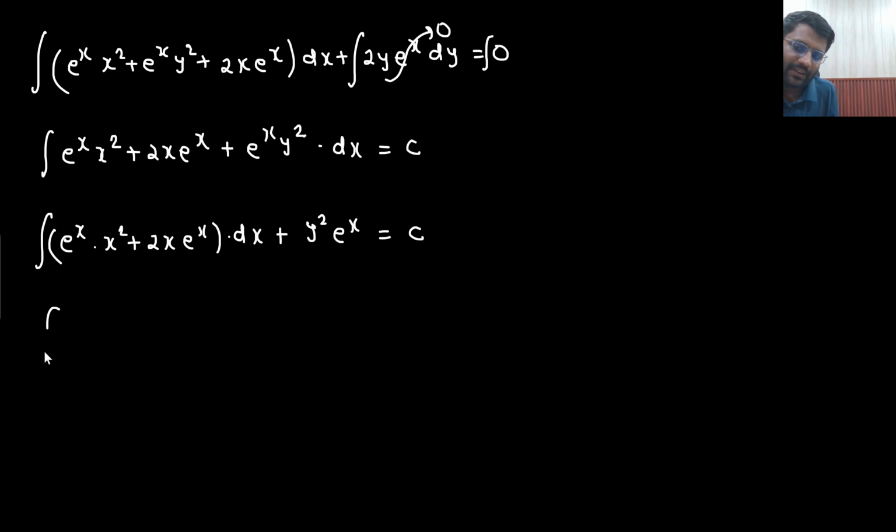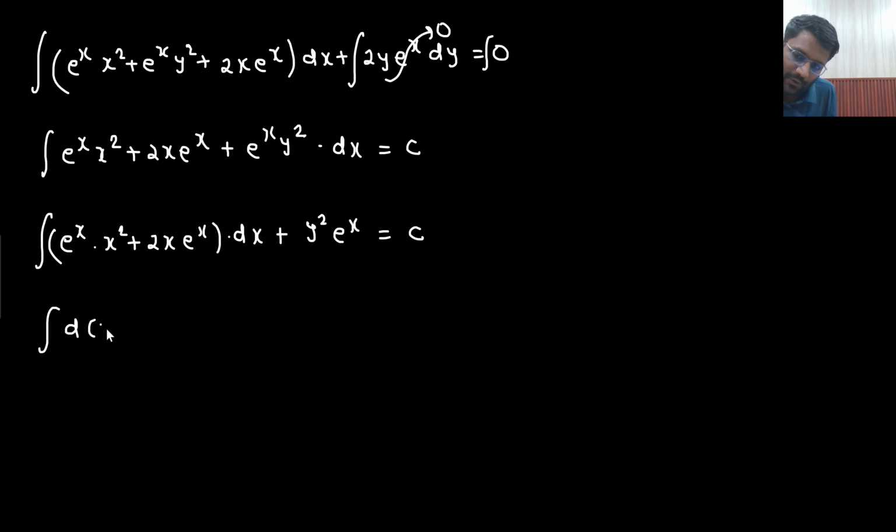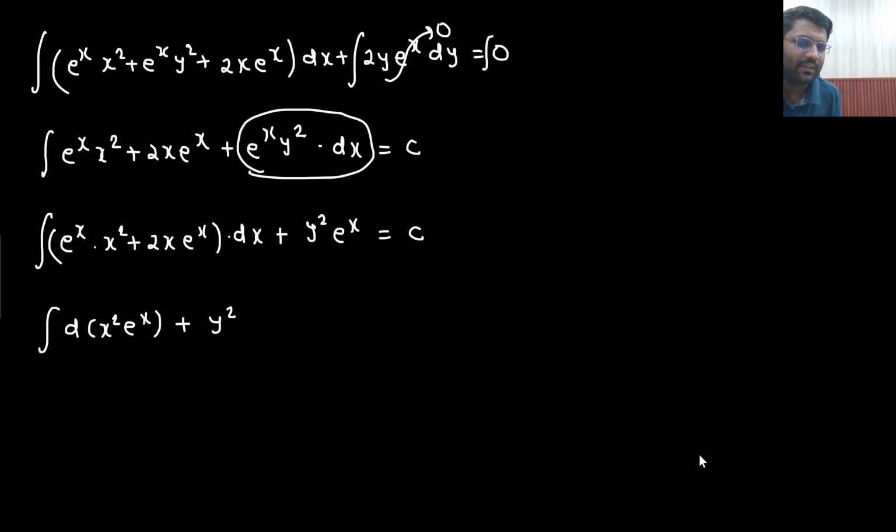Sir, if I just use my brain, although you can apply the ILATE rule, if you use your brain a bit, you can think that it is nothing but d of x square e to the power x, plus this is your y square e to the power x. Basically this particular part I have integrated already. What is the integration of this part? y square will be treated as constant, and the integration of e to the power x is e to the power x only. So this I have integrated.